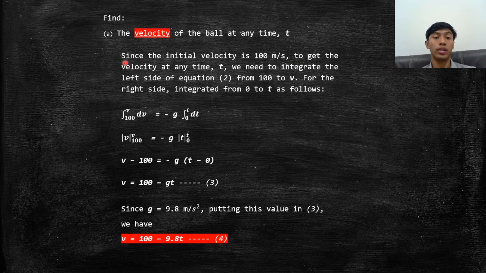The first question is the velocity of the ball at any time. Like I said before, we will integrate both sides. So we will get on the left side v minus 100 and negative gt. So we move negative gt to the right side. So v equal to 100 minus gt. So we get the equation for the first question, v equal to 100 minus 9.8t.